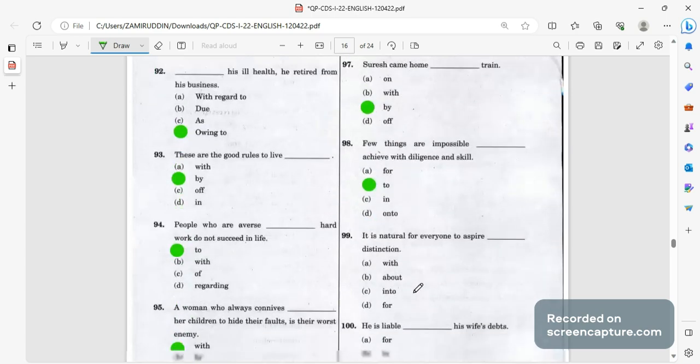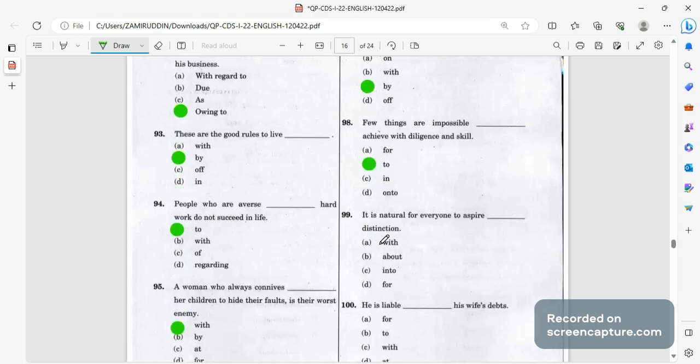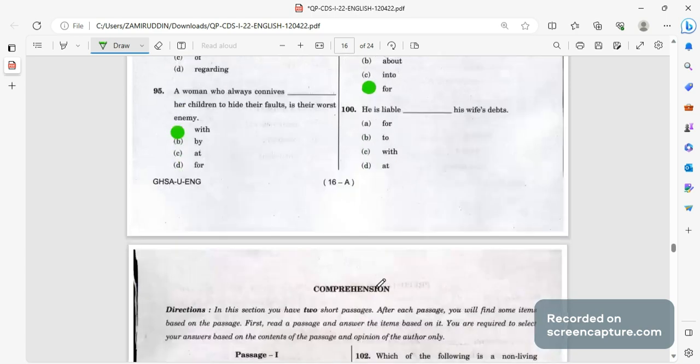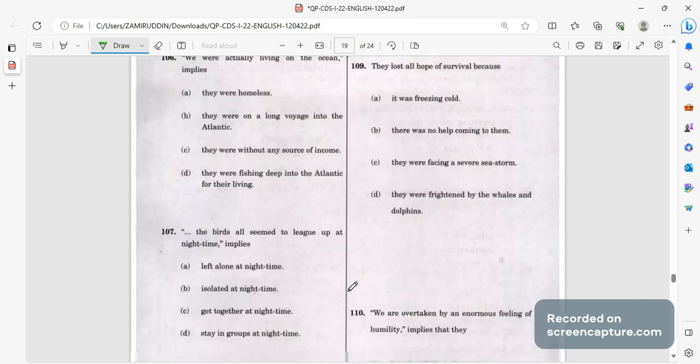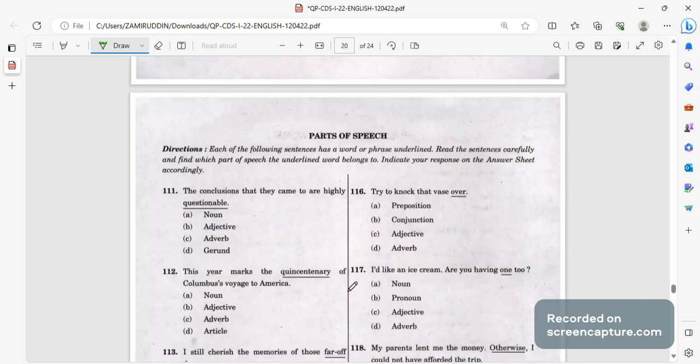It is natural for everyone to aspire for distinction. He is liable for his wife's debts. वो अपनी बीवी के जो भी कर्जे हैं उसके ऊपर liable है. Liable मतलब उसी की जिम्मेदारी है. He is liable for his wife's debts. Now we'll leave the comprehension part and directly move towards the parts of speech.